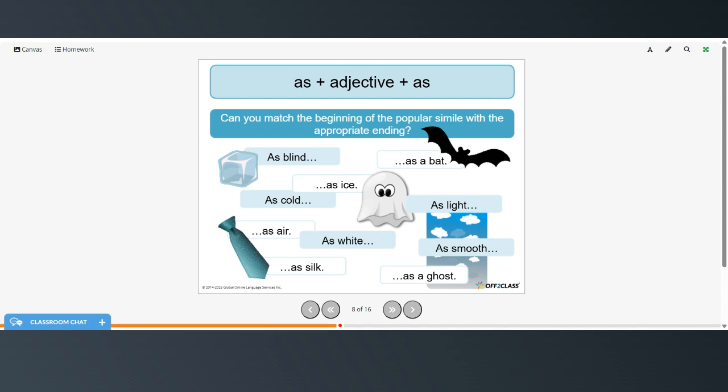Now, can you match the beginning of the popular simile with the appropriate ending? So we would say, as blind as a bat, as cold as ice, as white as a ghost, as light as air, and as smooth as silk.